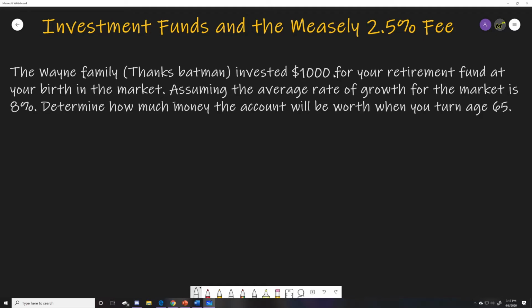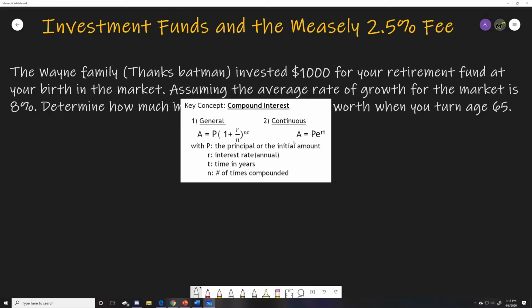The Wayne family was generous, gave you $1,000 and put it in a retirement fund when you were first born. And assuming, this is a big assumption right here, we are assuming the rate of growth for the market on average is 8% a year. Okay, I'm not actually sure where that came from. It is a saying that people just repeat over and over without actually looking into who said it, how they said it, or why they said it. And so, maybe that could be a different video.